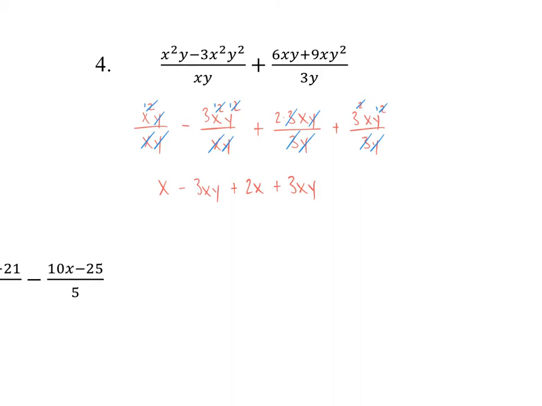And once we're at this point, we're just going to combine like terms. I've got an x and I've got a 2x. When we put those 2 things together, we will get 3x. Then I also have a negative 3xy and a positive 3xy. When we combine those, they cancel each other out and equal 0. So we're just left with 3x, and that's our answer. All right, that one's not so bad.